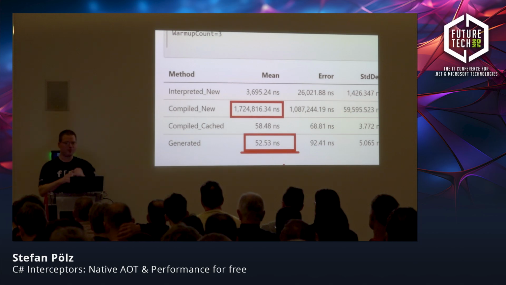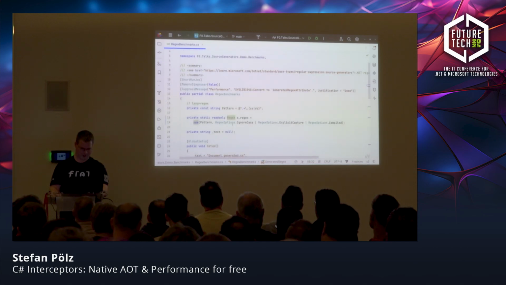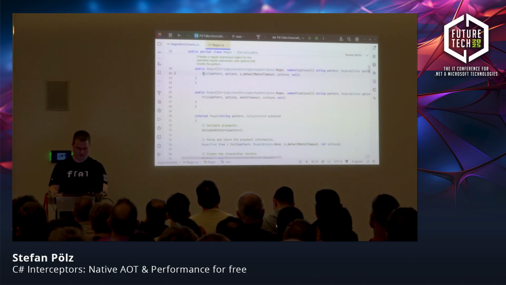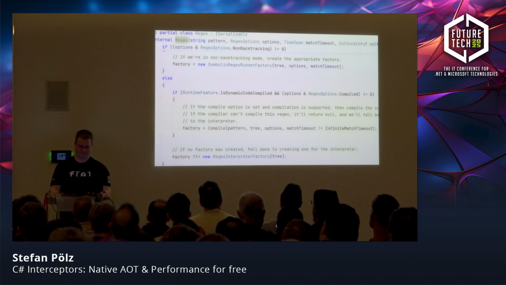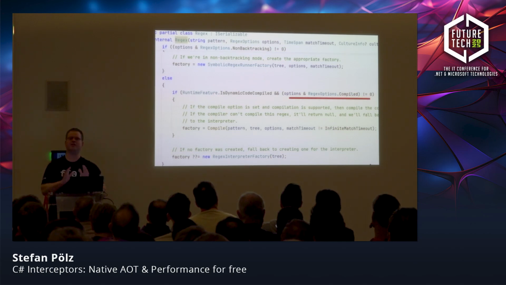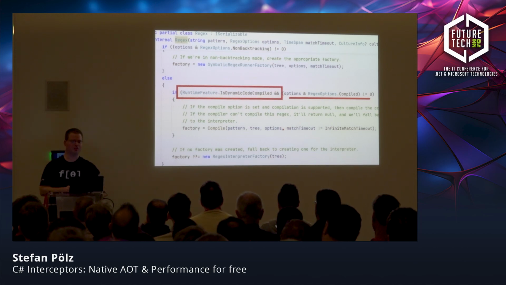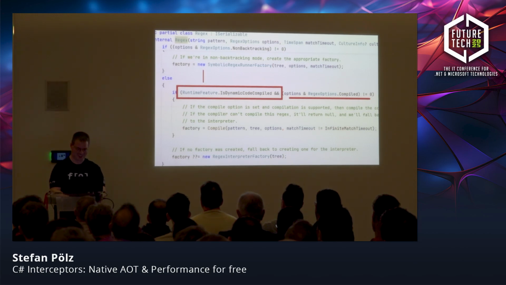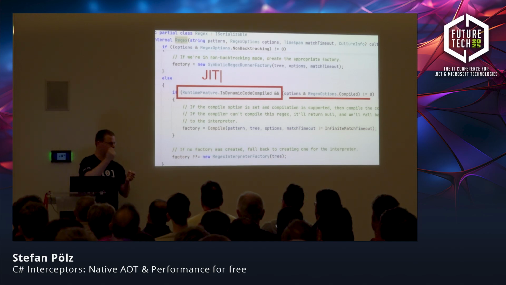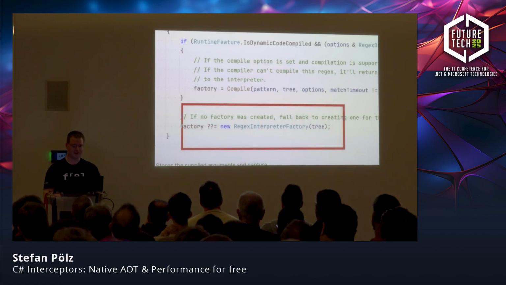Now keeping this in mind, when we have AOT and take a look at the implementation of regex, let's jump to the constructor and follow the constructor chain. Sooner or later, we will hit this segment where it says, is the compiled feature set? And also, is this code dynamically compiled? Which is the .NET wording for, is the just-in-time compiler available? Can we emit new IL code and emit this compiled, that one-time compiled version of the JIT? If we don't, we fall back to the interpreter.